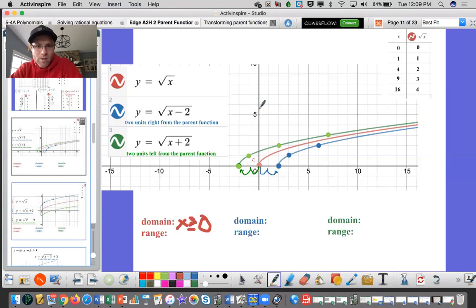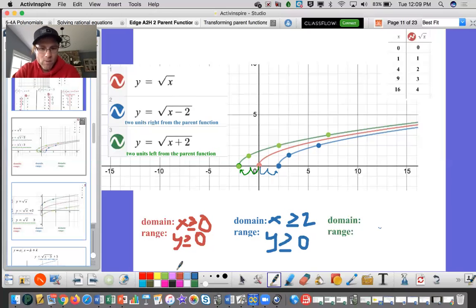The range, now I'm looking at the y values. I know that the lowest point that I have is here and the y value is 0. So I know my range is always greater than or equal to 0. So then I look at the domain and range for the blue one. And this one is shifted 2 units to the right. So my x values actually start at 2 now and go to the right. So greater than or equal to 2. And my range values are still going from 0 on up. So my range are still greater than or equal to 0.